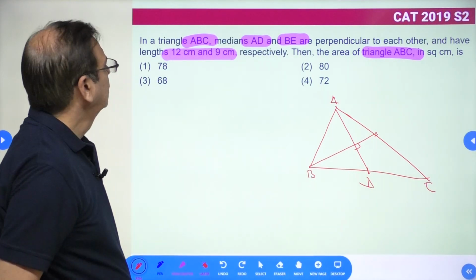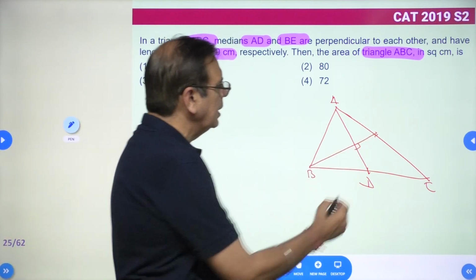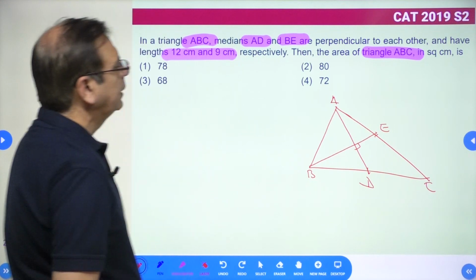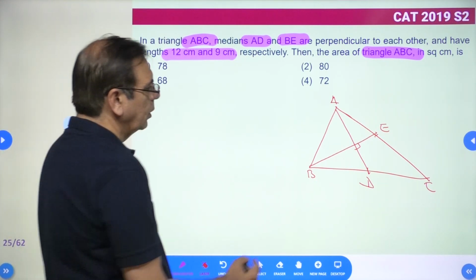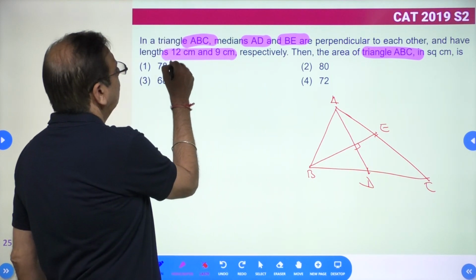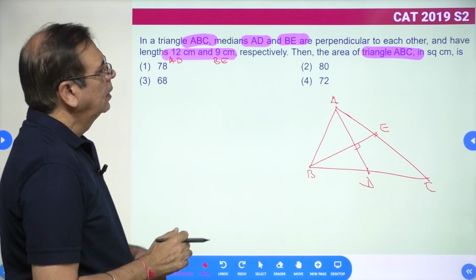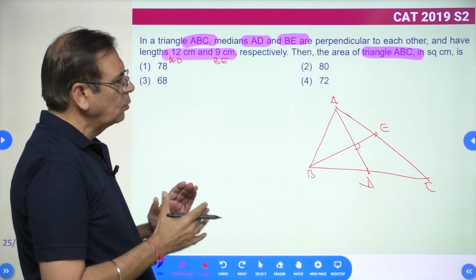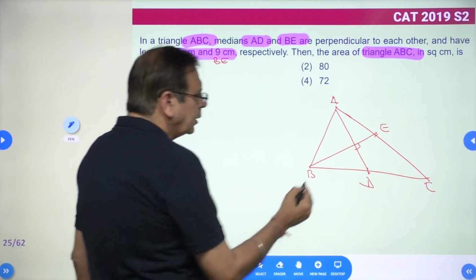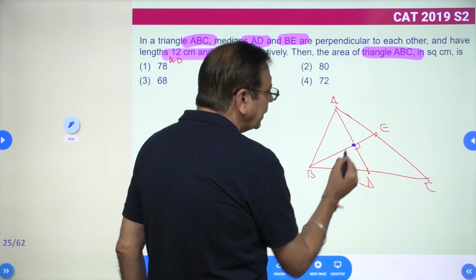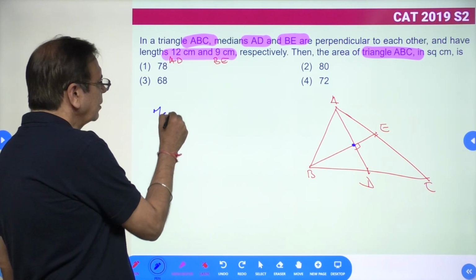Now, ABC is a triangle, medians AD and BE are perpendicular to each other and have lengths of 12 and 9 centimeters respectively. So AD is equal to 12 and BE is equal to 9. Area of the triangle ABC is what we need to find. Now, where do the medians meet? This is the point where medians are meeting. This has to be the centroid. So, medians meet at the centroid.